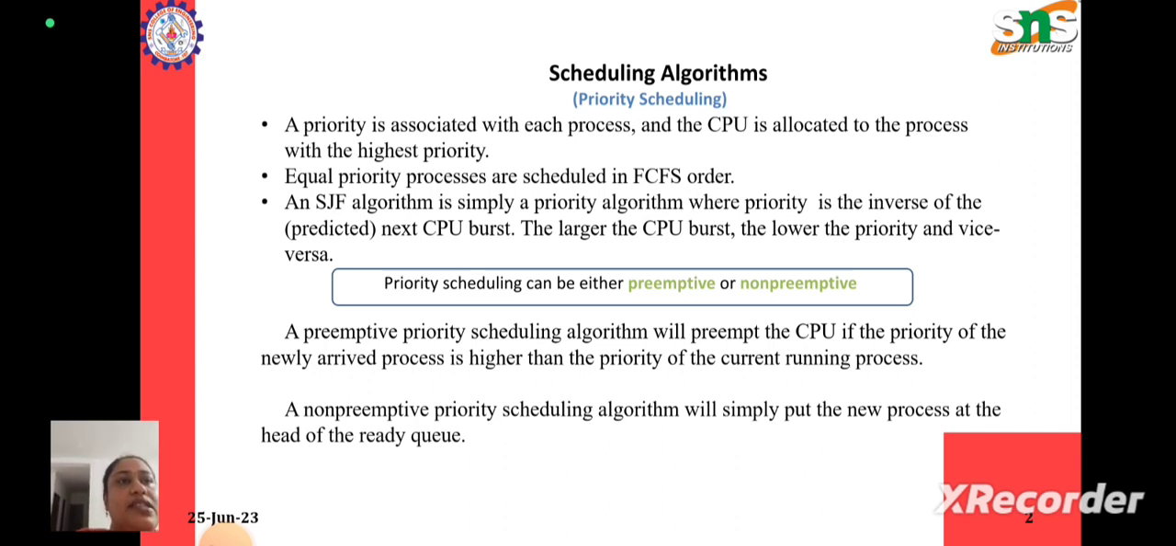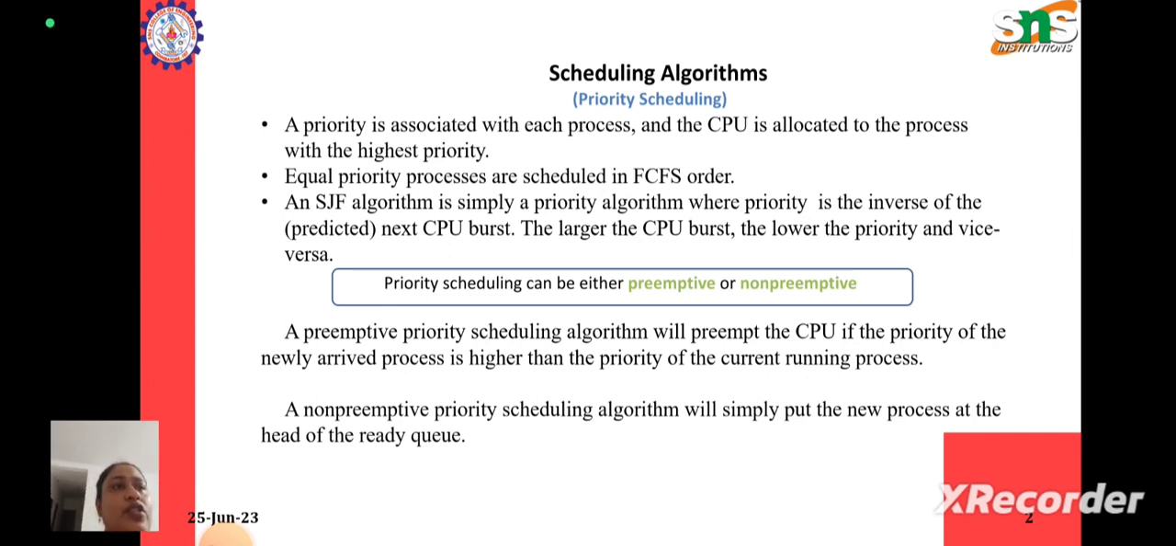Here we will also study shortest job first scheduling, and we can define shortest job first in terms of priority scheduling like this. This algorithm is simply a priority algorithm where the priority is the inverse of the predicted next CPU burst time. The larger the CPU burst, the lower the priority, and vice versa. So shortest job first is basically just priority scheduling where the priority is determined by the next CPU burst. In shortest job first, the process with the smallest next CPU burst time will be first to get the CPU.